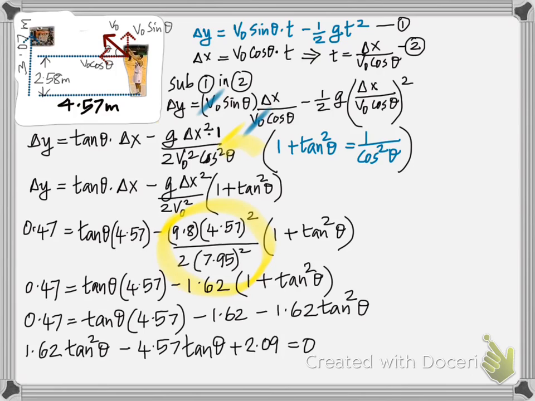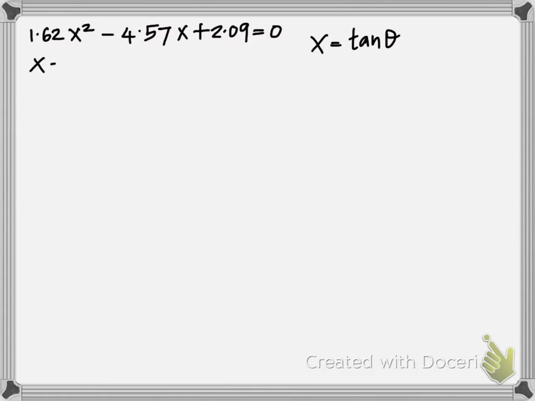That looks like a quadratic equation to me. What do you say? But where you see tan squared theta, we'll take tan theta as x. So this becomes 1.62x squared minus 4.57x plus 2.09 equals 0, where I have taken x to be equal to tan theta.